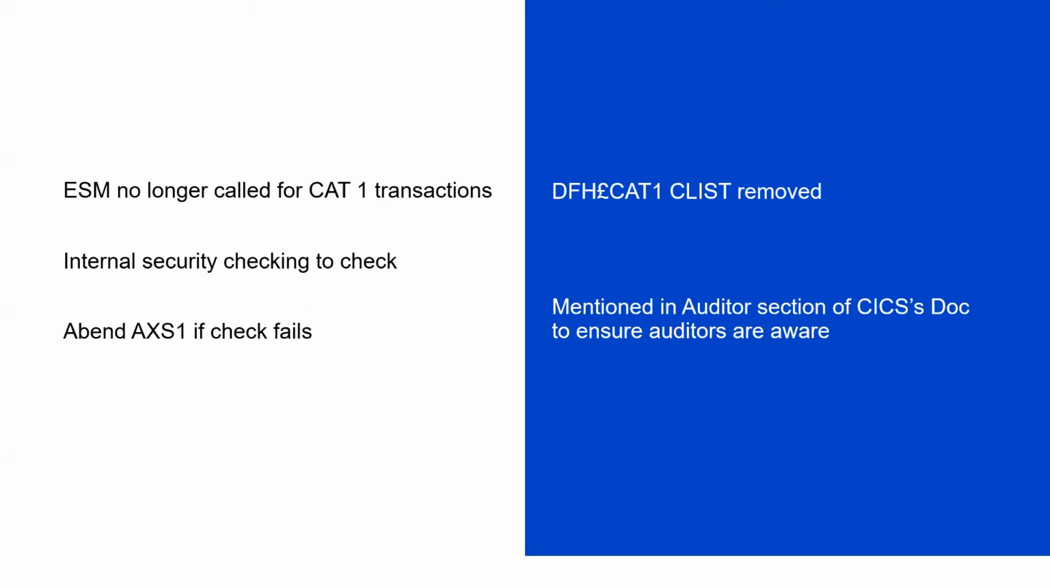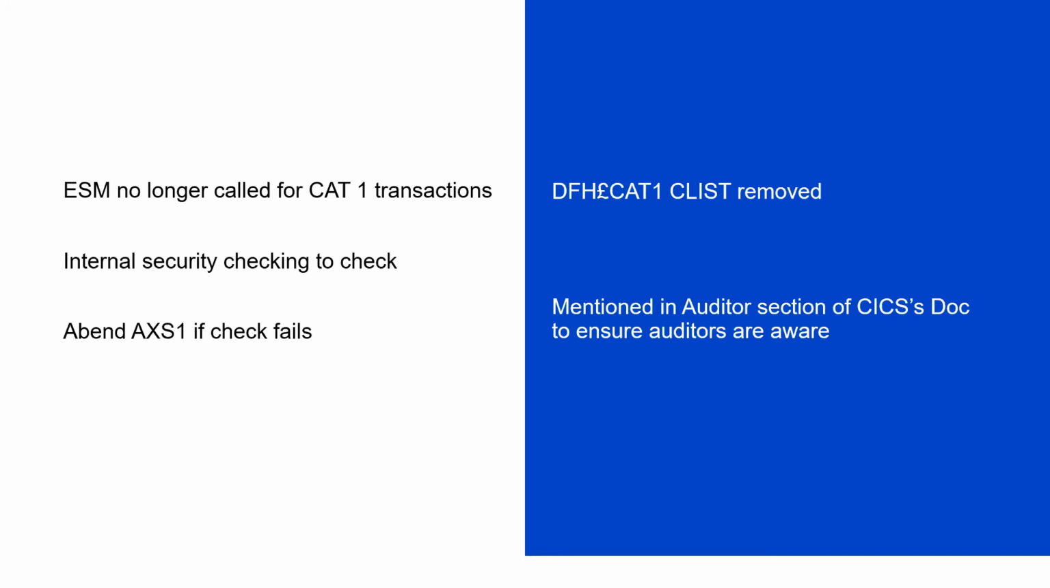So what happens if somebody does type or try to start in some way, however it is, a category 1 transaction? Well, we'll abend the request. If it's not kickstarting it in the way that it should start it, it will fail with an AXS1 abend. As a consequence, we've removed also the category 1 CLIST.